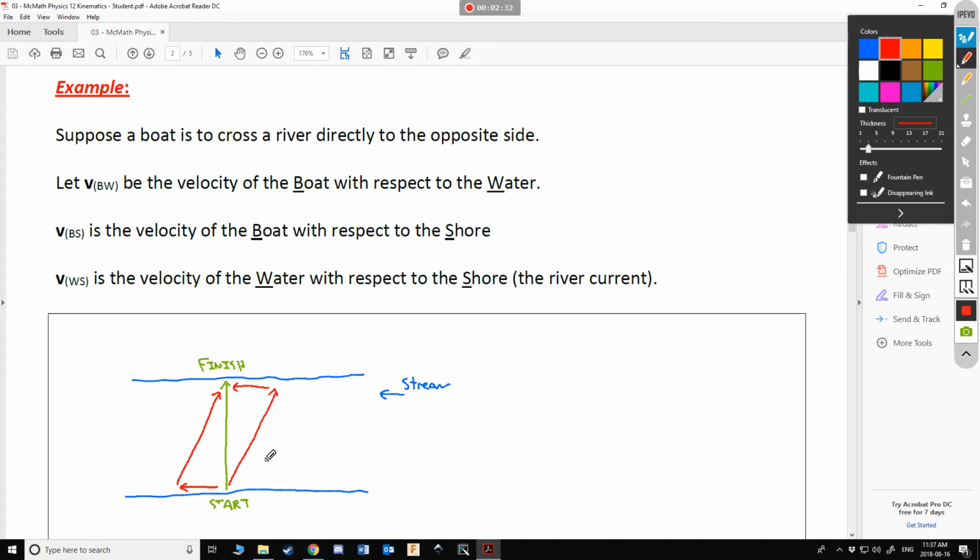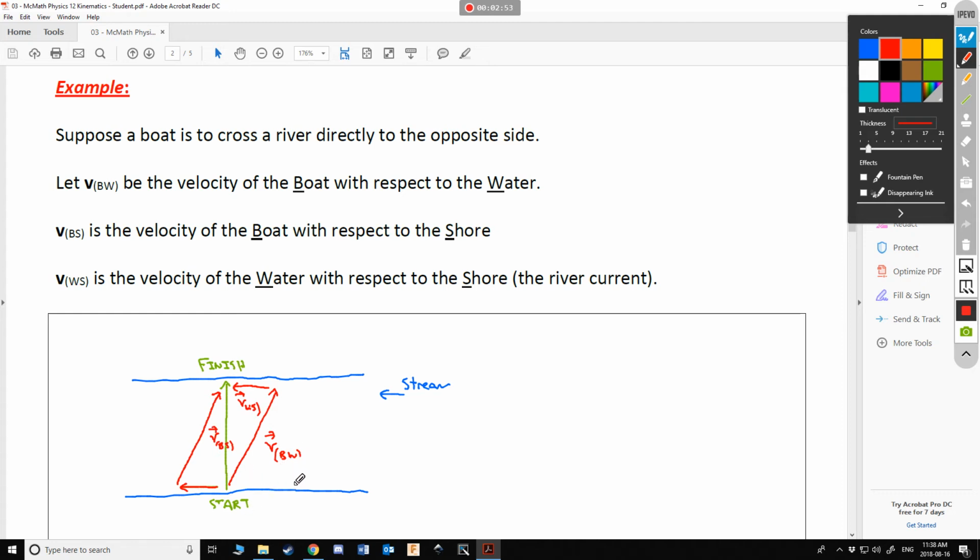So again, this is our velocity of the boat relative to the water. And this is our velocity of the water relative to the shore. And this is our velocity of the boat relative to the shore. Let's make sure we understand what these mean.